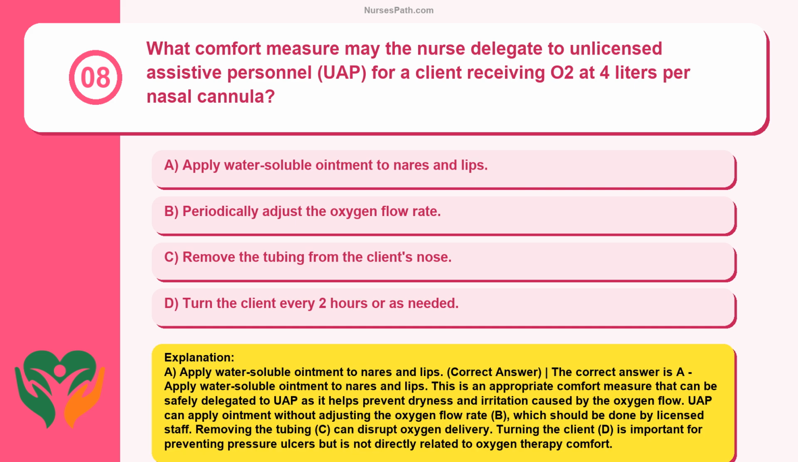A. Apply water-soluble ointment to nares and lips. Correct answer: the correct answer is A. Apply water-soluble ointment to nares and lips. This is an appropriate comfort measure that can be safely delegated to UAP as it helps prevent dryness and irritation caused by the oxygen flow. UAP can apply ointment without adjusting the oxygen flow rate, B, which should be done by licensed staff. Removing the tubing, C, can disrupt oxygen delivery. Turning the client, D, is important for preventing pressure ulcers but is not directly related to oxygen therapy comfort.